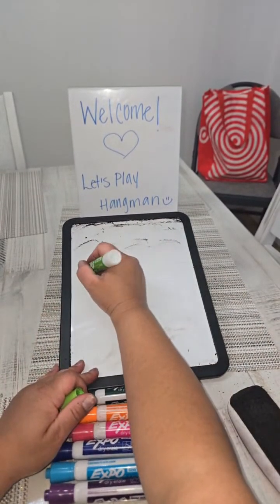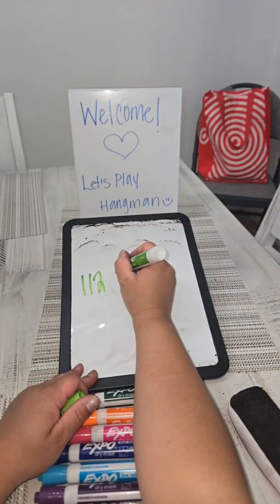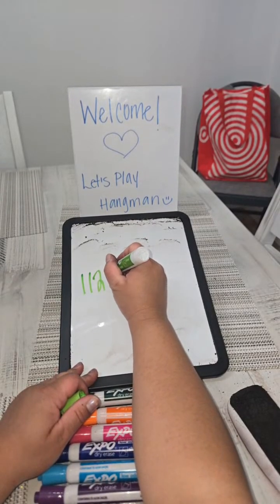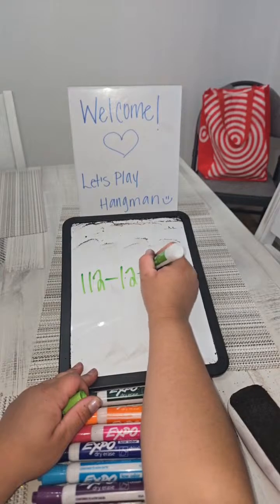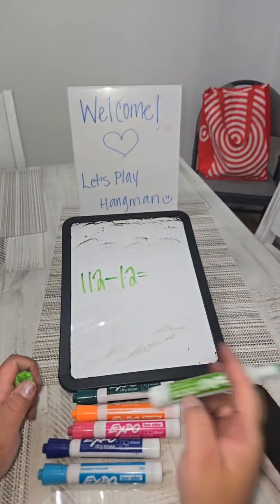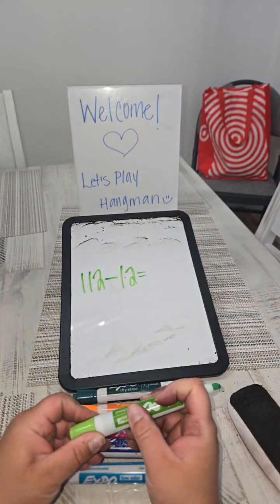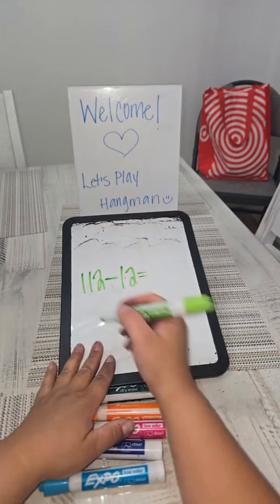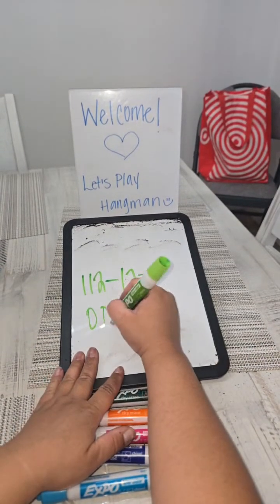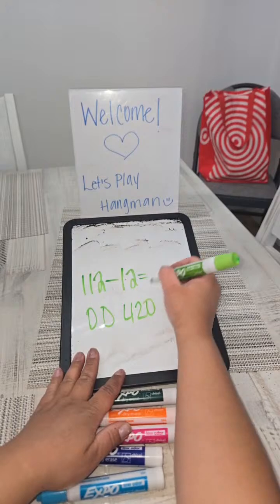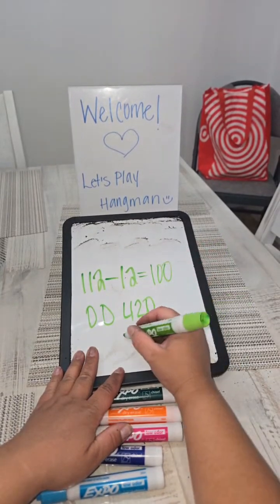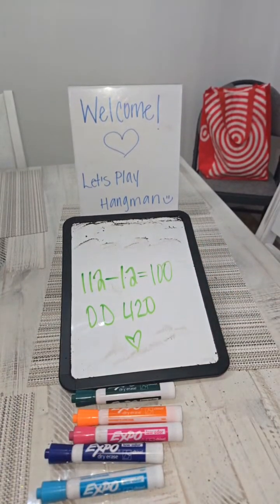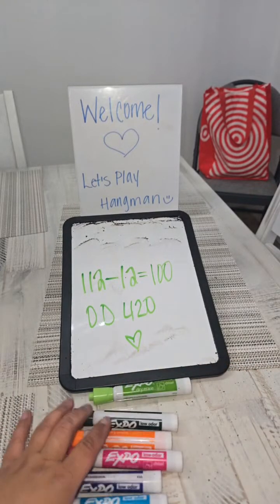What is 112 minus 12? 112 minus 12. Again, dark day 420 came through, and it is 100. Good job. Good job.